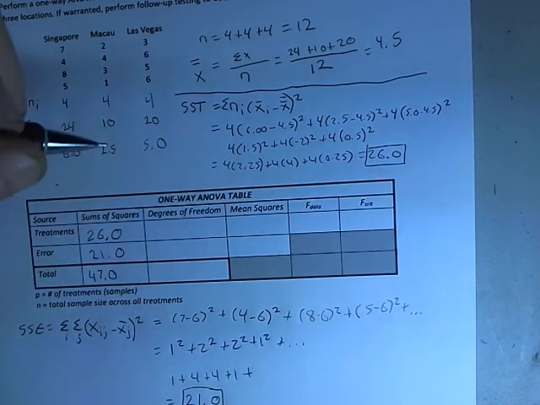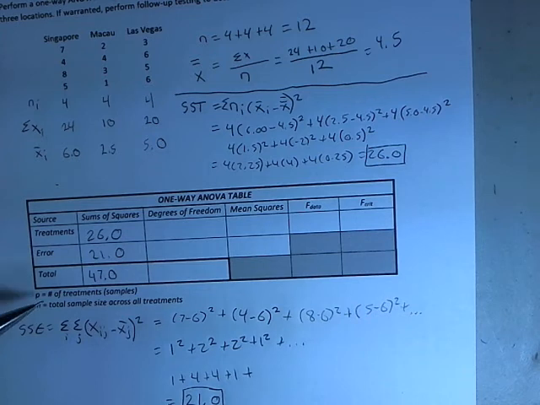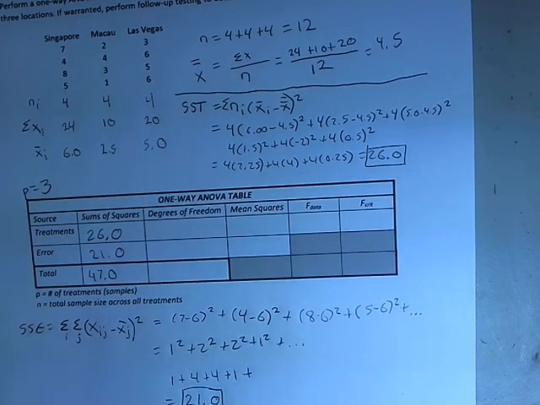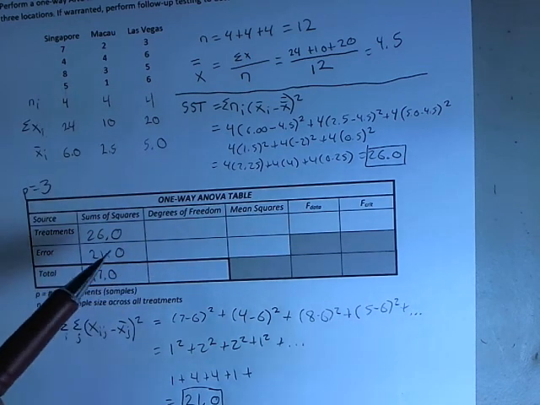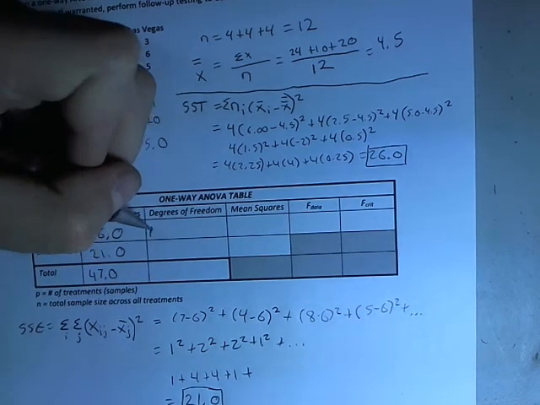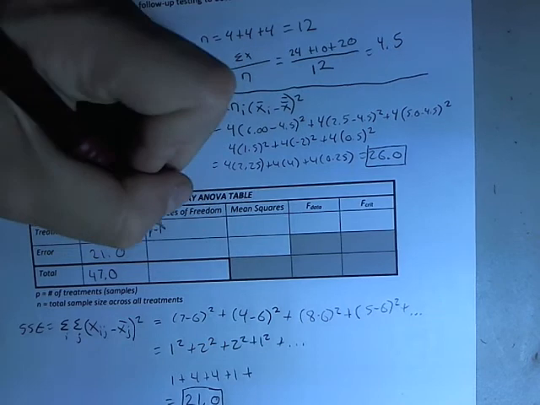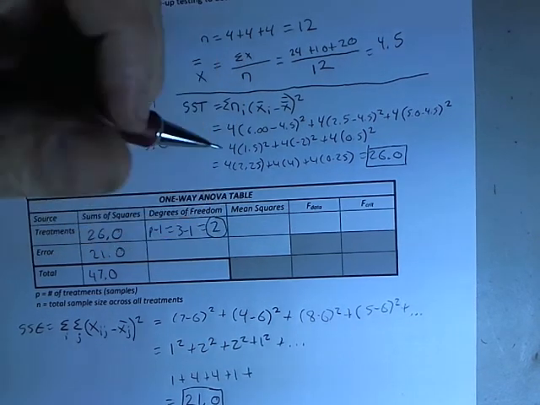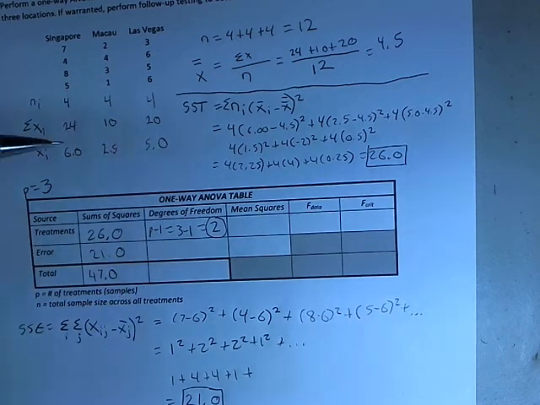Degrees of freedom, let's calculate our letter P variable here. So P is equal to the number of treatments, which means the number of samples. We have 3 samples, thus P is equal to 3. So for the degrees of freedom treatments, we're going to want to put in P minus 1, because P is 3, 3 minus 1 is 2. That gives us our degrees of freedom treatment.